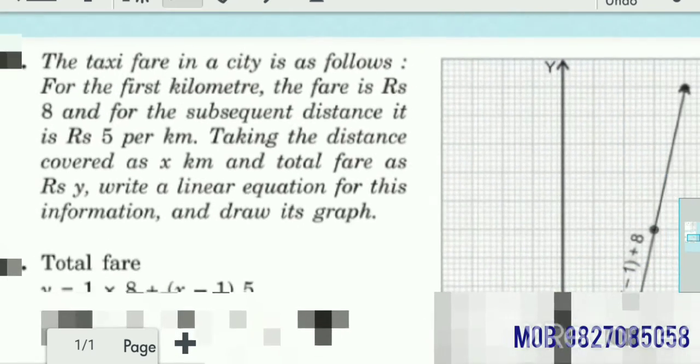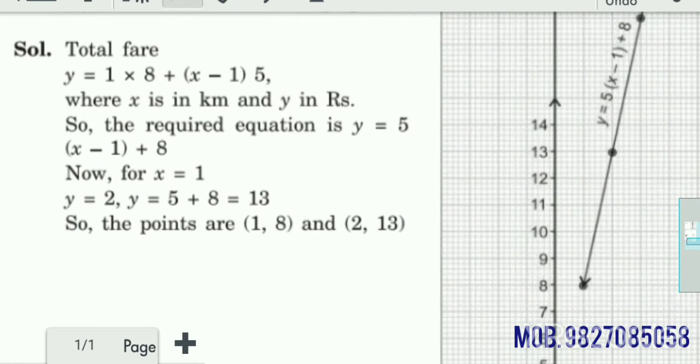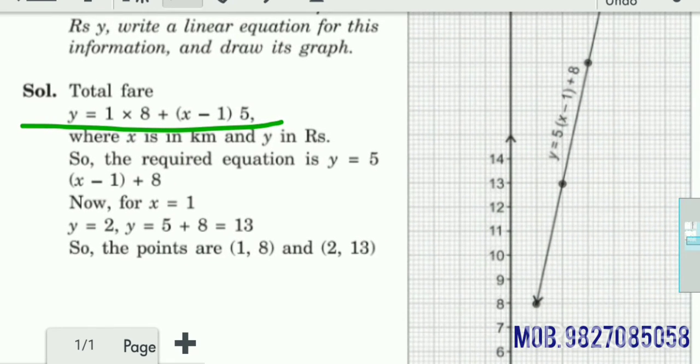Now question number 4: a taxi fare in a city, a fare of rupees 8 is for the first kilometer, and the fare for the subsequent distance is rupees 5 per kilometer. Okay, now we have to change the given information into equations. So total fare will be y is equal to 1 into 8 plus (x minus 1) multiplied by 5, where x is our kilometers and y is rupees.